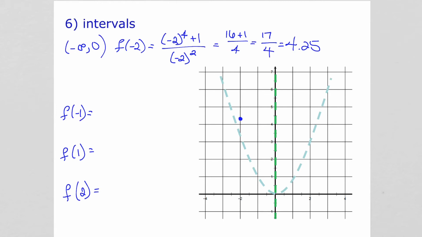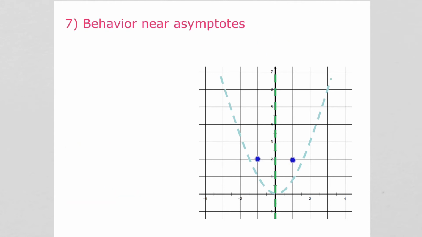Then let's do f of negative 1. F of negative 1 gives us 2. So we've got the point negative 1, 2. F of 1 also gives us 2. And f of 2, when we plug that in, we'll also get 4.25.